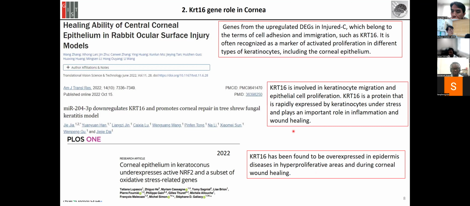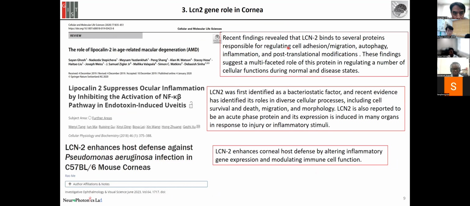The third one is the LCN2 gene. LCN2 is involved in cell adhesion, migration, autophagy, inflammation, and post-translational modifications. They have diverse cellular processes, including cell survival and death. And also, when we are considering inflammation, they have some kind of modulating immune cell function.